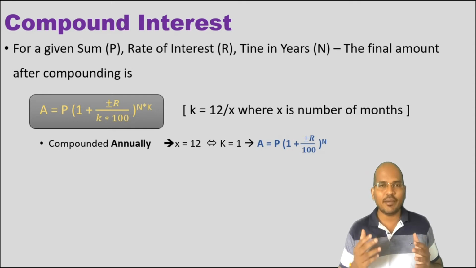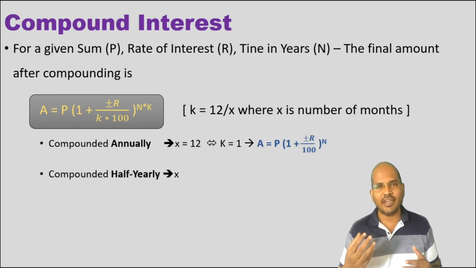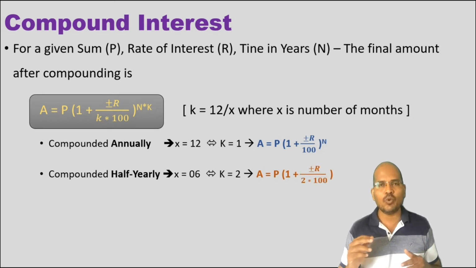But in real-time applications, people calculate compound interest for every 6 months. We call it half yearly. They do it for every 3 months, we call it quarterly, or every 4 months, or for K months. Similarly, when you say compounding half yearly, it is for every 6 months. So X becomes 6. When X becomes 6, K is 2, since 12 upon 6 is 2. So then A becomes P times 1 plus R by 2 times 100, whole power 2n.